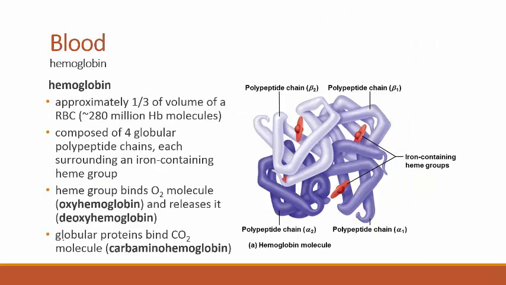Okay, a little bit here about hemoglobin now. Hemoglobin is about 1/3 of the volume of a red blood cell, and we have about 280 million hemoglobin molecules in a red blood cell. So it's a lot of hemoglobin that's found there. It's a globular protein, so that means that proteins are chains of amino acids. So we're going to go back and do a little chemistry here for a second. So it's a chain of amino acids. These are amino acids that have been linked together into long chains.